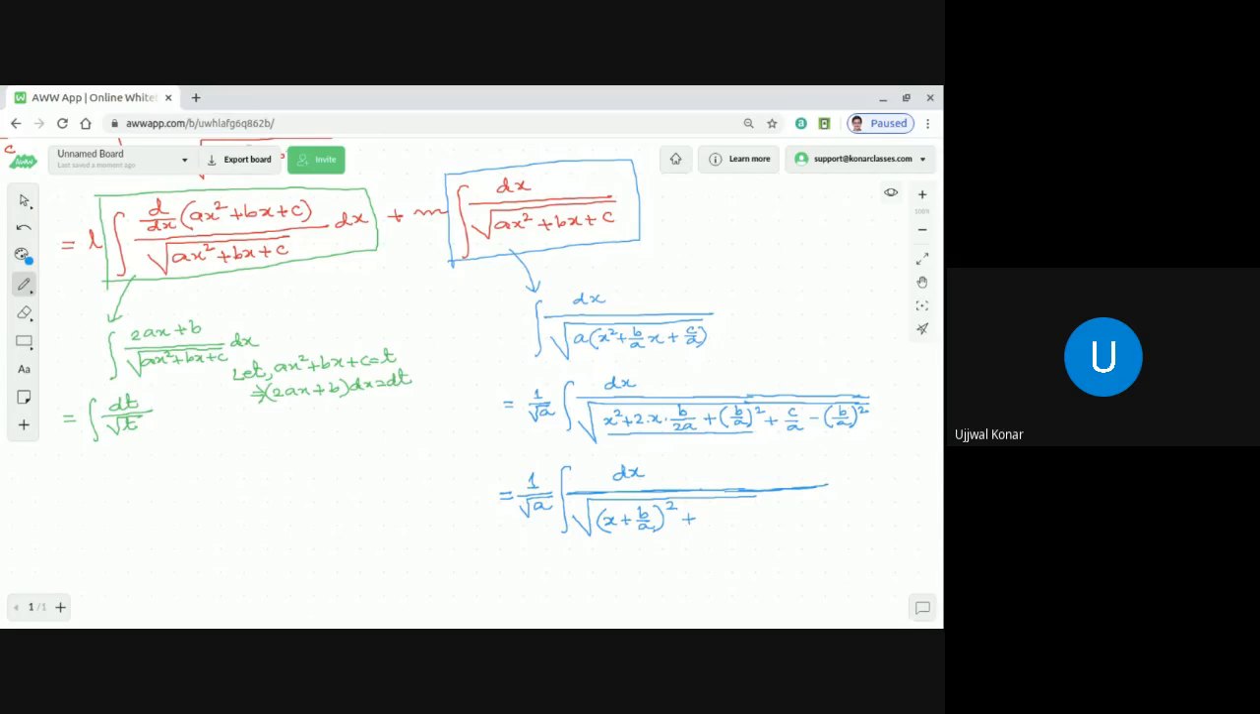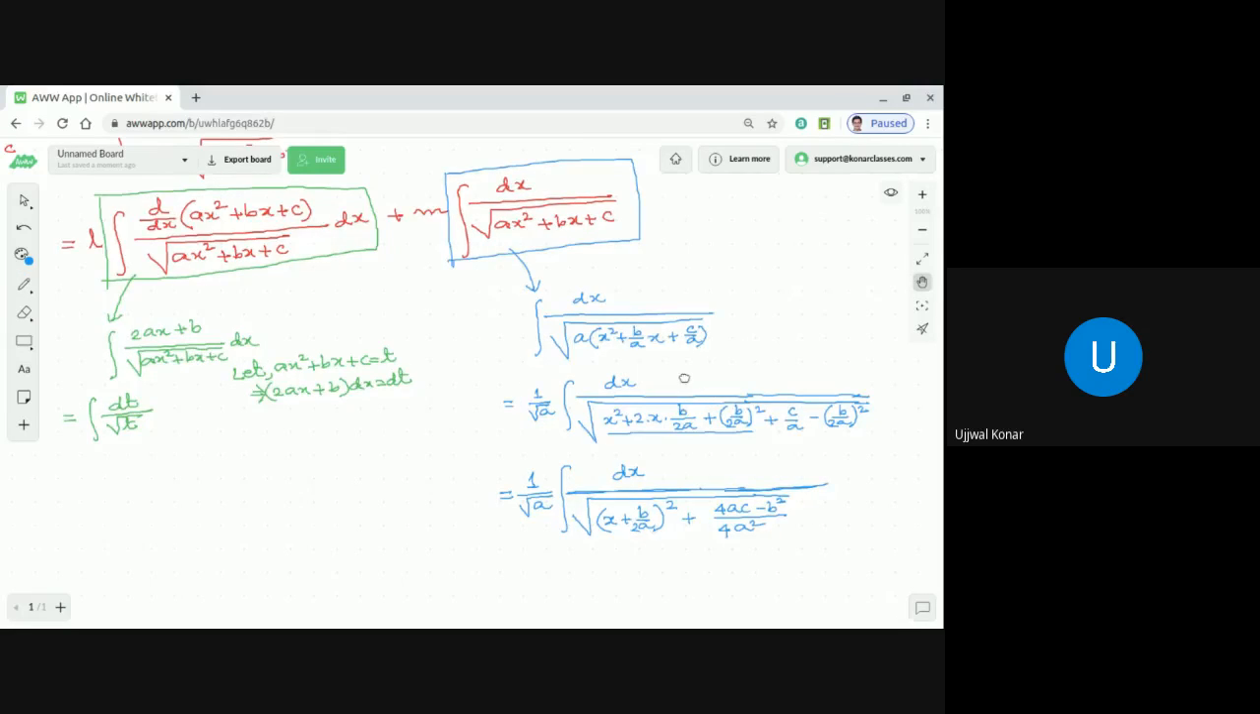Oh, I'm so sorry, there is a mistake I have done. It should be b by 2a whole square. It should be 2, correct, no? So what it will be? It will be 4ac minus b square. In the denominator it will be, not a square, actually 4a square. So here it will be 4ac minus b square, correct?